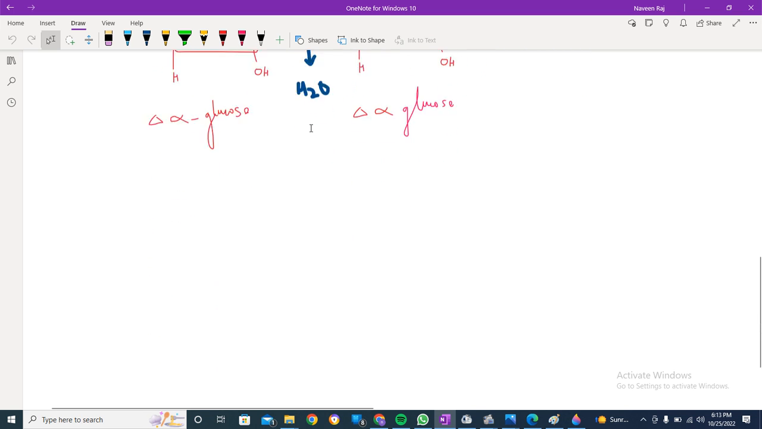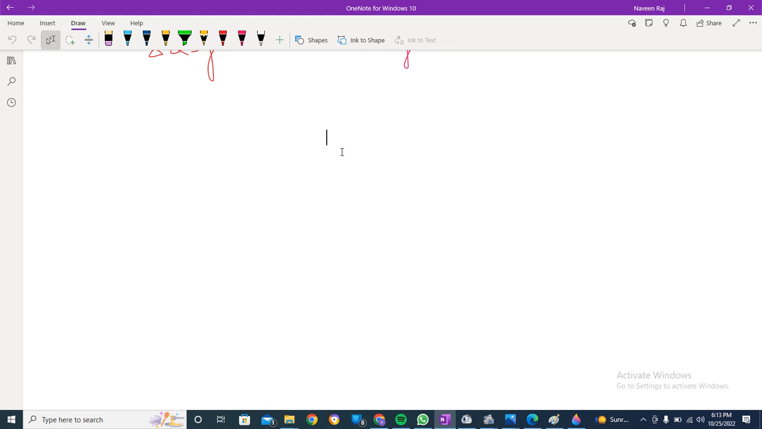In today's video, looking into the next step, we will look for the structure of, first of all, lactose, then sucrose. First of all, looking into lactose. Okay, so lactose is also an oligosaccharide.